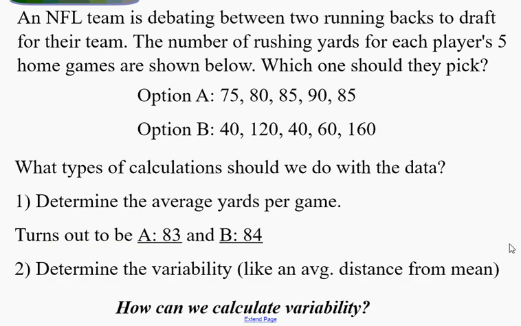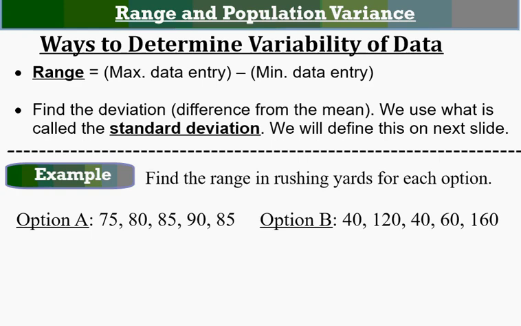So maybe the last thing they would do is determine the variability, like an average distance from the mean. So how are we going to calculate the variability, how consistent the data sets are? Well, there are a variety of ways to do it. The first way is to determine what we call the range, which is the difference between the max and the minimum data entry in the data set.